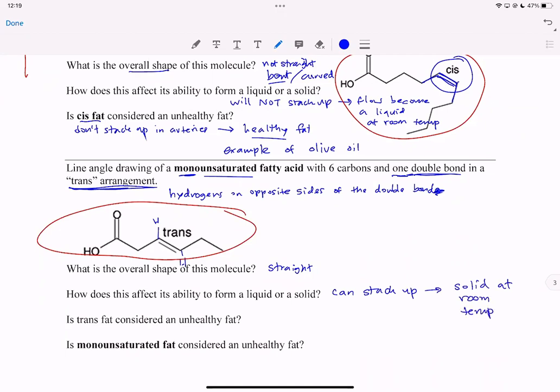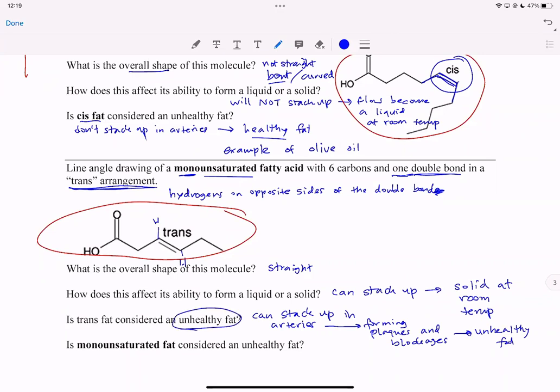And when you have a solid at room temperature, that is what leads to this looking like butter or coconut oil. And what this does in the body is this can stack up in your arteries and form that plaque. This forms plaques leading to blockages. And plaques and blockages are no good. They can lead to heart attack and stroke. And so this is an unhealthy fat.